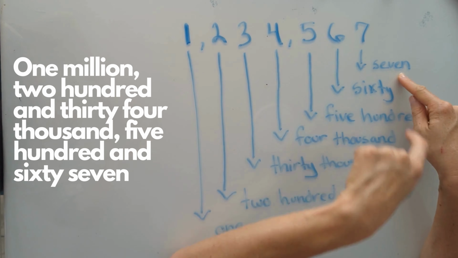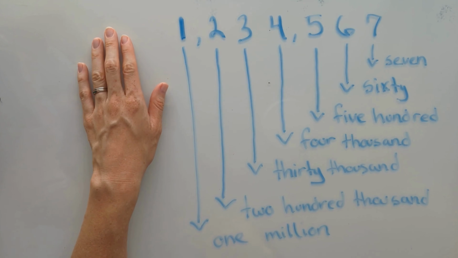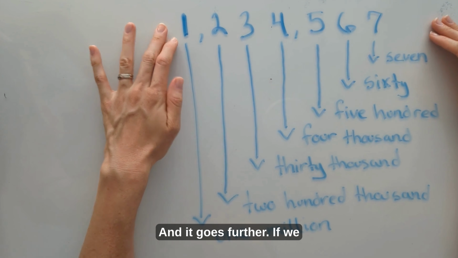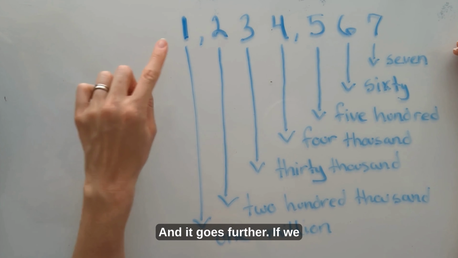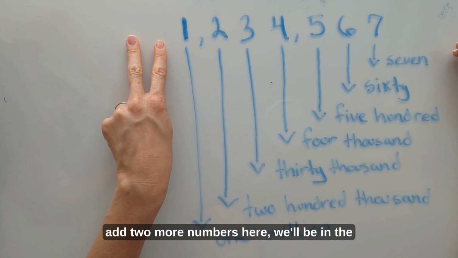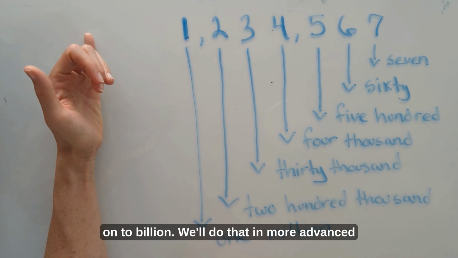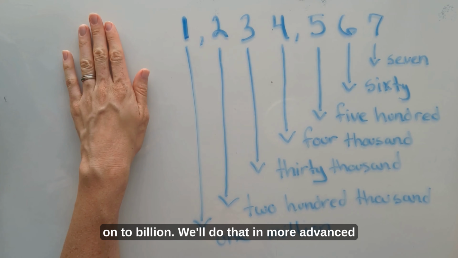1,234,567. So this is how we read a number this large, and it goes further. If we add 2 more numbers here, we'll be in the 100 million. And then beyond that, we go on to billion. We'll do that in a more advanced class.